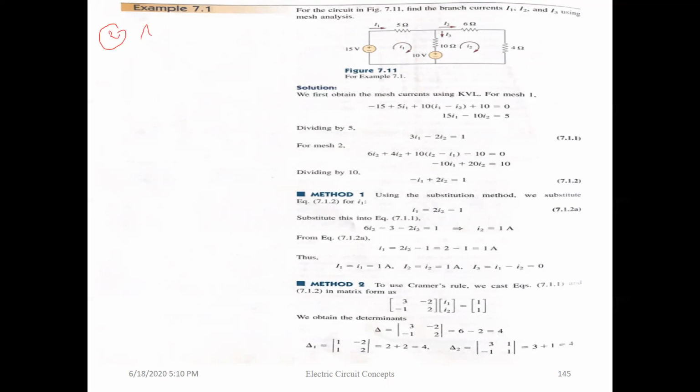Step number 2 is to apply KVL around the two meshes. So let's start with the 15. It will be minus 15 plus, now I1 times 5, so it will be 5I1, and then plus 10I1, and then plus 10, the voltage here is 10.